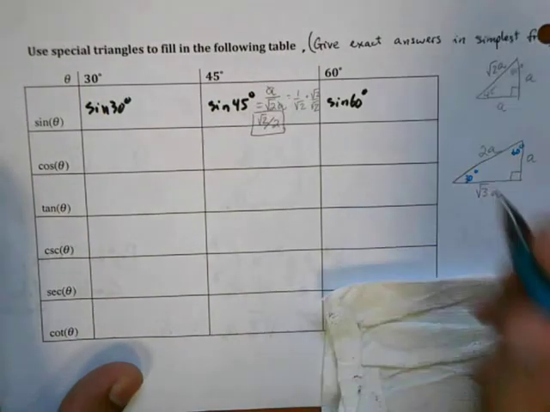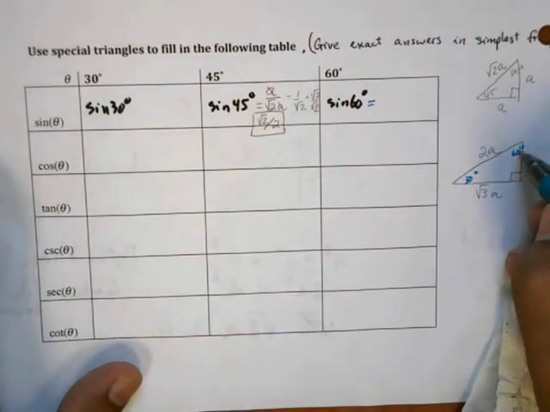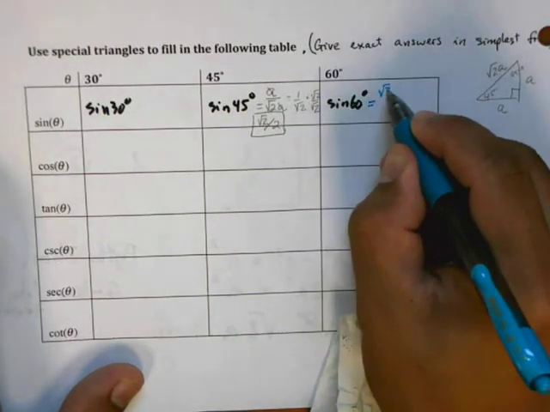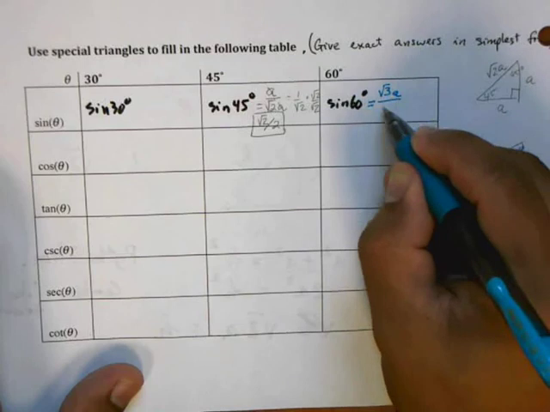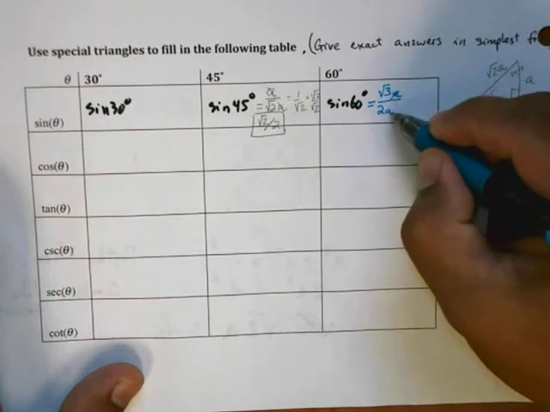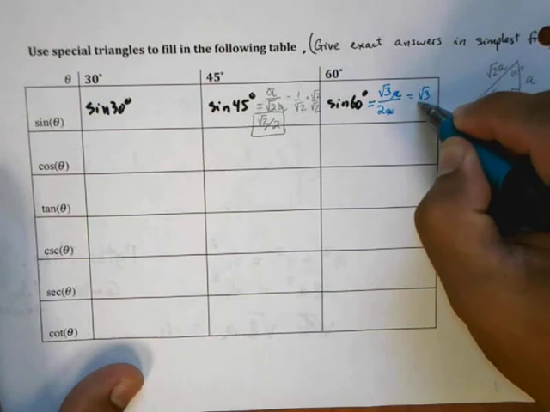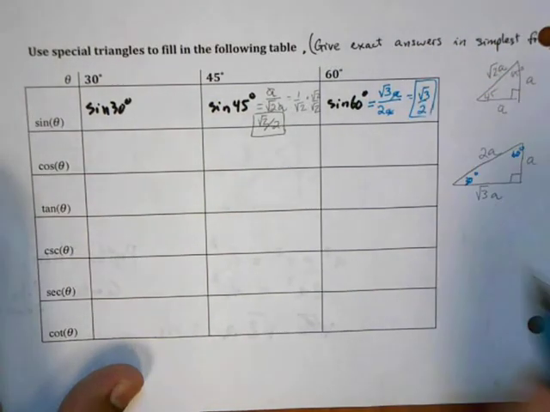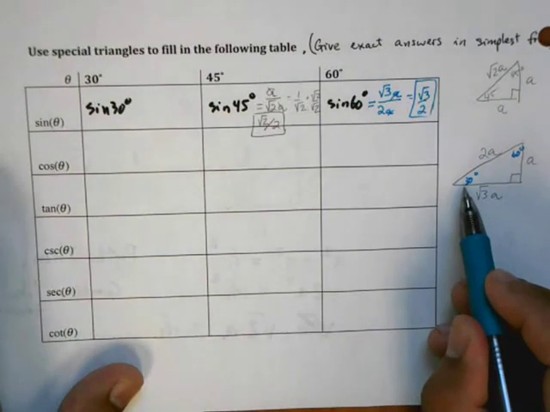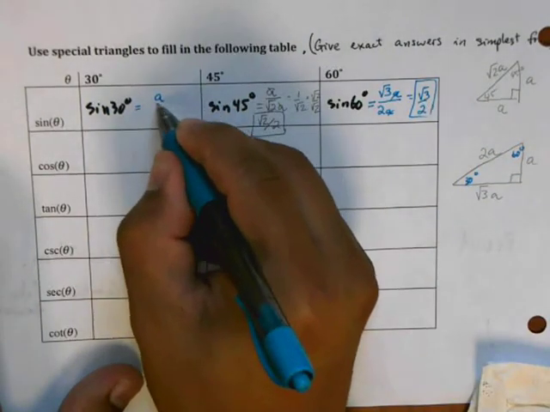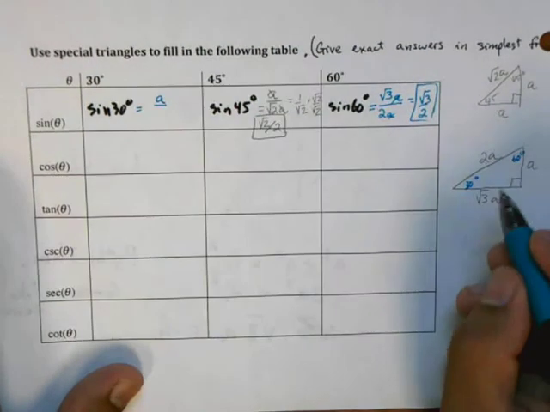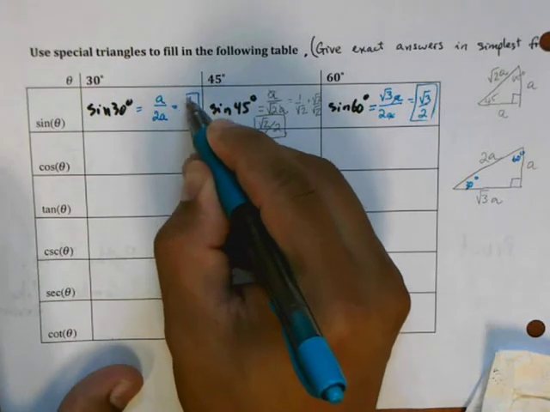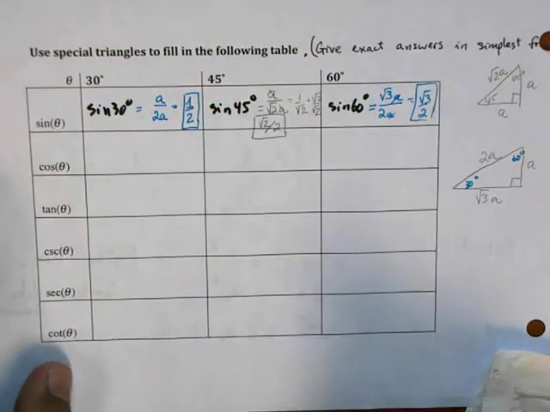Sine of 60 degrees. So 60 degrees is here. It's the opposite over the hypotenuse. So that's square root of 3a over 2a. You can see that the a's cancel, so that gives me square root of 3 over 2 for sine of 60. For sine of 30, if I use this 30 degrees here as my reference angle, I have a over 2a, that's the hypotenuse, and that simplifies to 1 over 2, or 1/2. Okay. I'll do a few more of these.